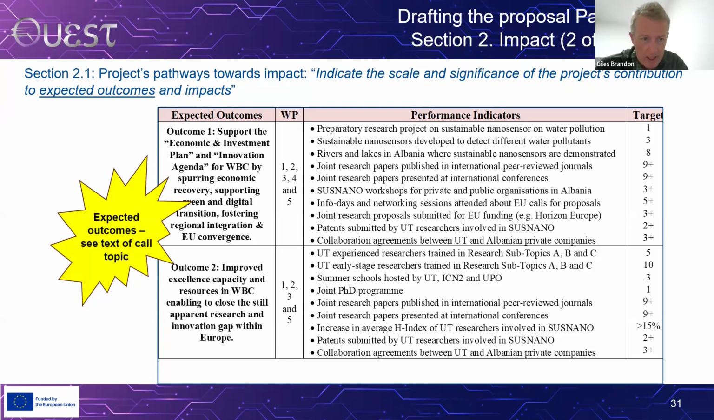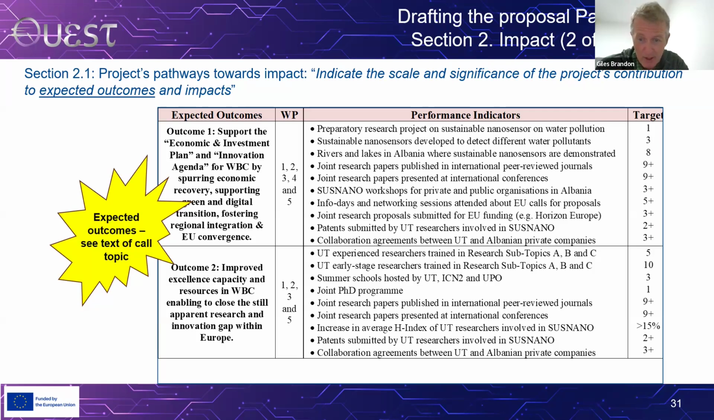So this table you see here, this is part of the table that appeared in the impact section for a twinning proposal. So the Quest project is a twinning project. This table here is for another twinning project, an earlier one called SUS-NANO. In the call text, there were maybe, I forget the number, 4 or 5 expected outcomes. I don't show them all here, but you see at least the first 2. So create a table, and then came up with a series of performance indicators.